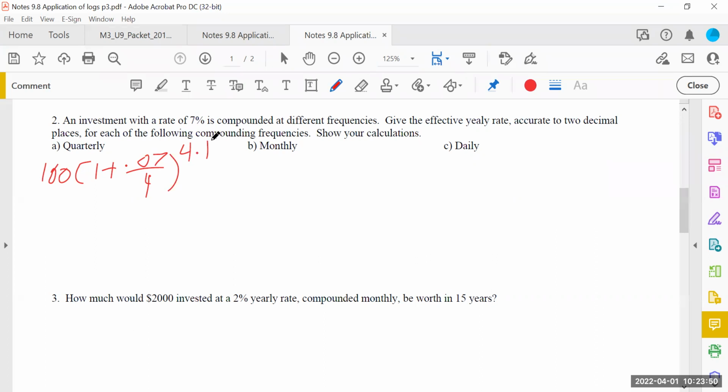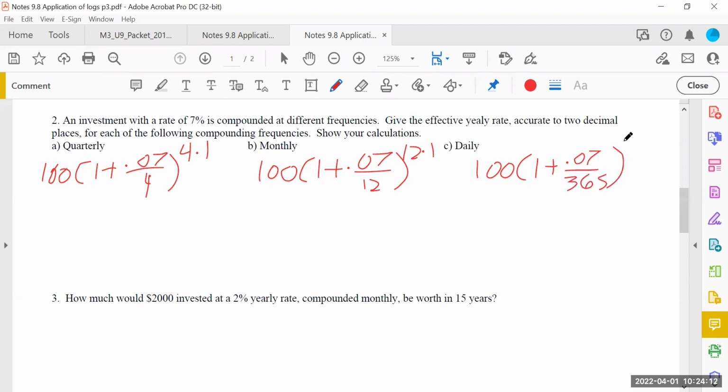Now I'm just going to give them all to you all at once. So the only thing that changes for part B, still $100, still 0.07, but now monthly, that's 12 times 1 up in the exponent. And then daily, 100 times 1 plus 0.07 divided by 365 raised to the 365 times 1. Not 12, 365. Going too fast. 365. Try those. They should all be very similar, but not exactly the same.